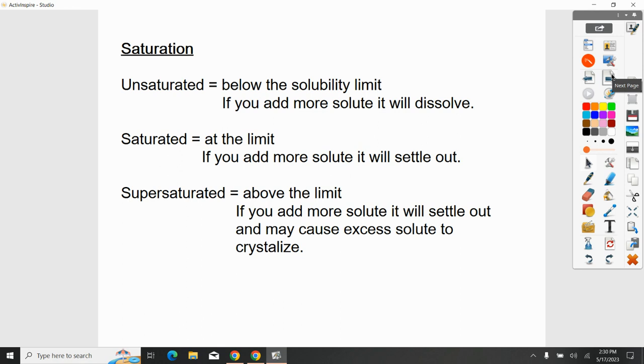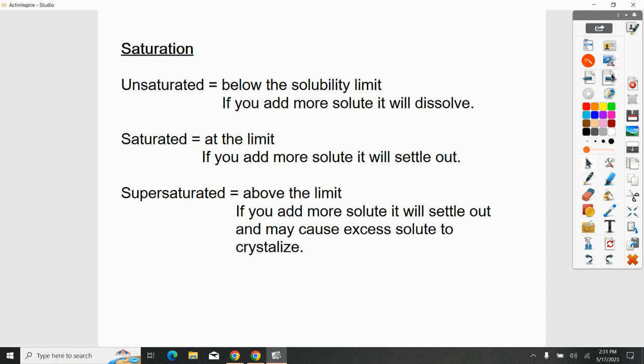Saturation is a description of a solution that's relative to the amount of solute it has as compared to the solubility limit. An unsaturated solution is one that is below the solubility limit, one that has less solute than what it could possibly hold. Because it's below the limit, if you add more solute to it, that solute will dissolve away. It will go into the solution, no problem. You can continue to dissolve solute until it becomes a saturated solution. Once the solution becomes saturated, then you can't dissolve anymore. And any more solute that you add will just settle to the bottom and it won't dissolve.